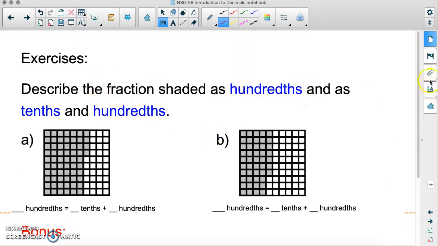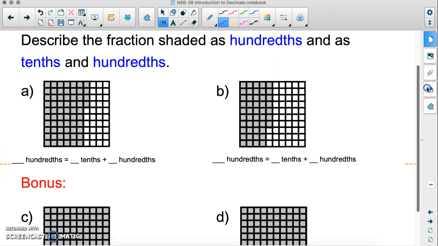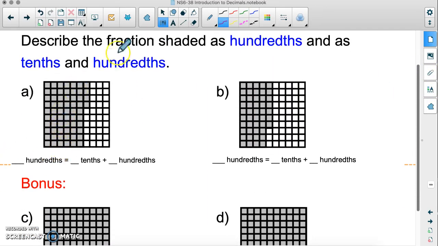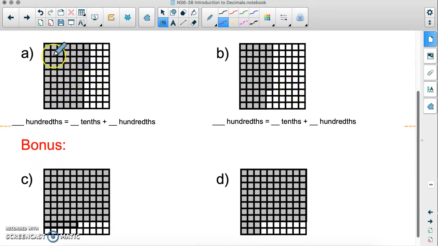Now, here's some exercises for you to complete on your whiteboards, and I've given you some sentence starters. You're going to describe the fraction shaded as hundredths and as tenths and hundredths. So let's do A together. Let's look at how many are here all together. We have 10, 20, 30, 40, 50, 60, and then 61, 62, 63, 64. So we have 64 hundredths.